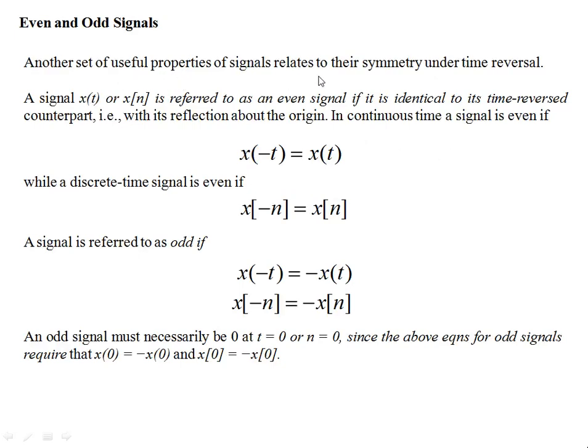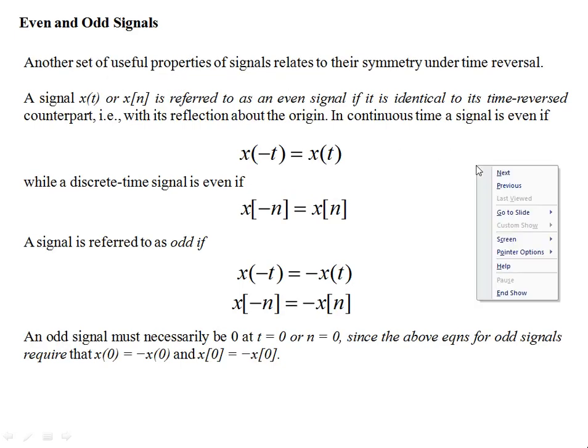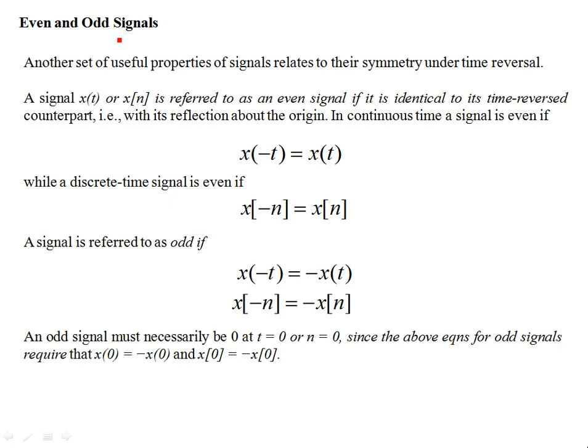A useful property of signals is related to symmetry and time reversal. You can check for the evenness and oddness of signals in terms of reflecting, or symmetry, around the vertical axis. This property is related to the symmetry under the time reversal operation. Either you can have an even signal.